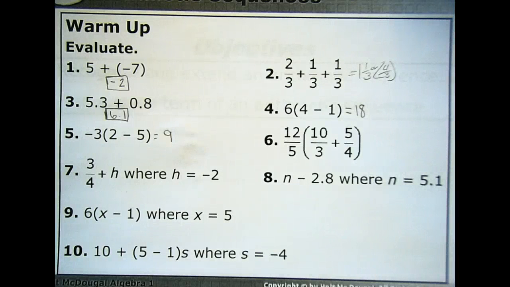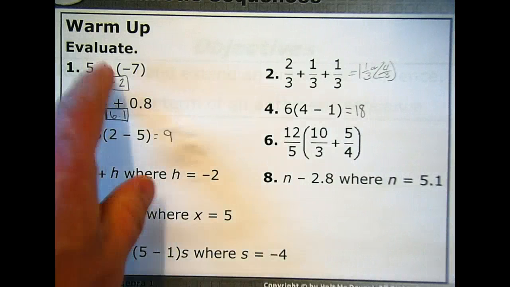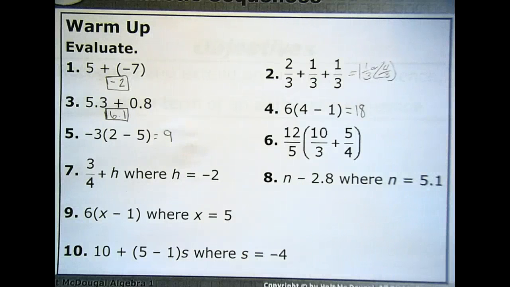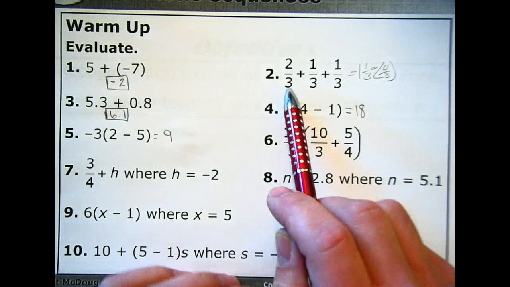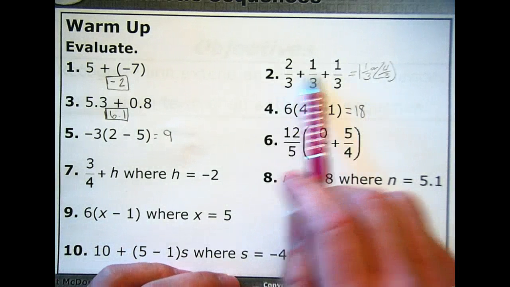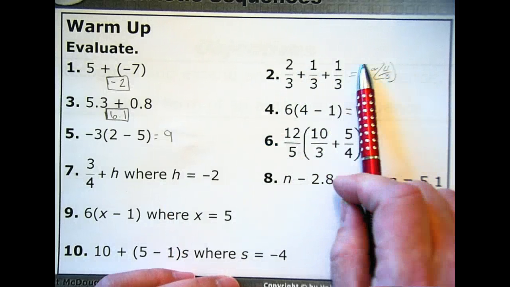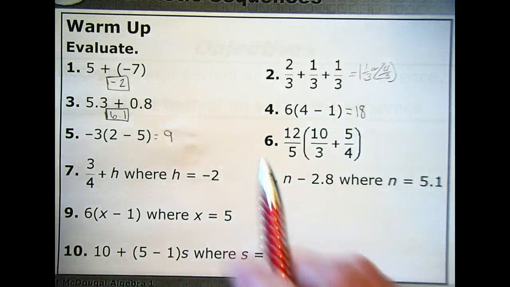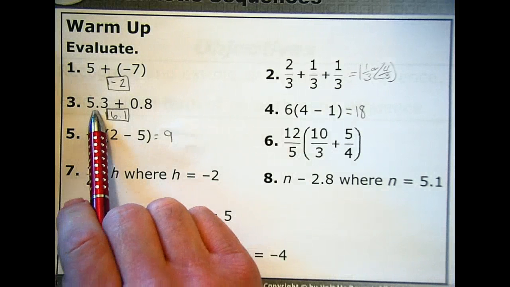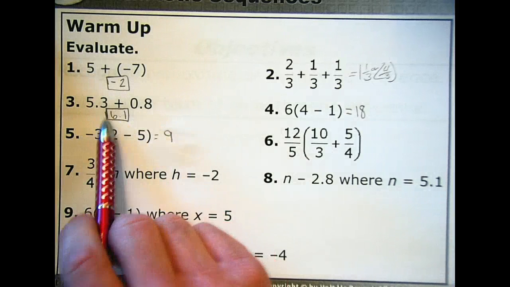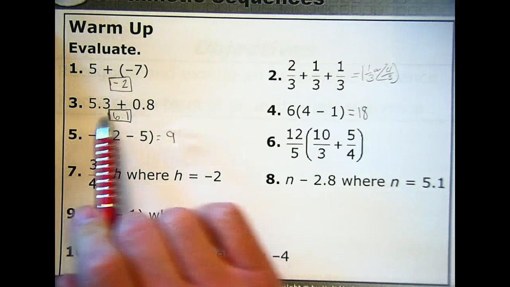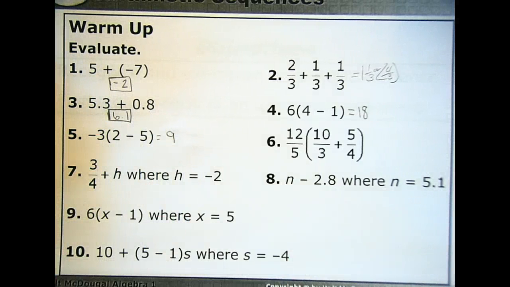Hey, let's check them. Number one, we got a -2. Good. We have 2 more negatives than positives. Number 2, well done. Common denominator when you're adding fractions, 2/3, 1/3, and 1/3. That gives us a total of 2 plus 1 plus 1 is 4/3, also known as 1 and 1/3. Well done. Number 3, 5.3 and 8/10 is 6.1, or $5.30 and 80 cents is $6.10.